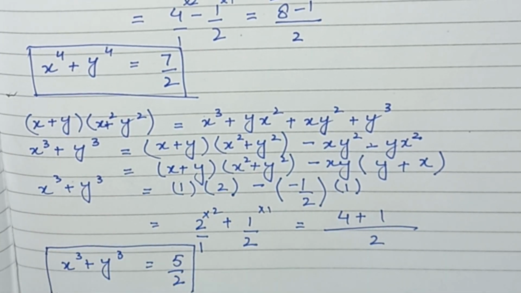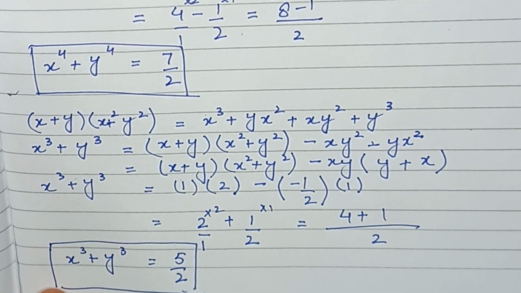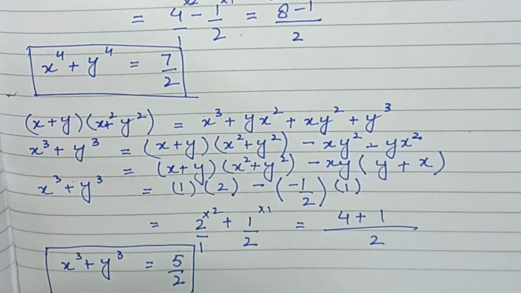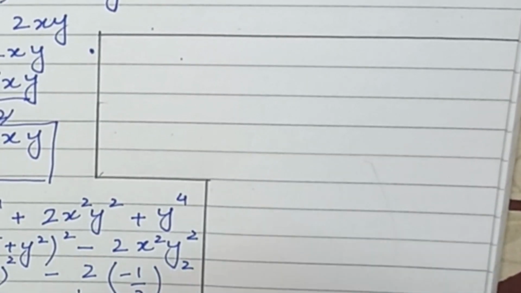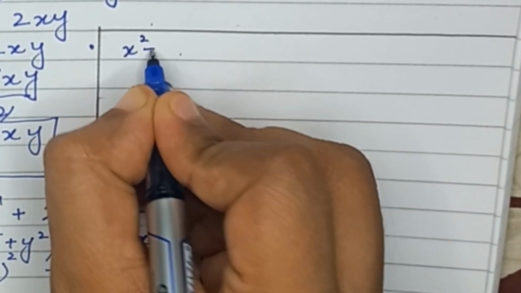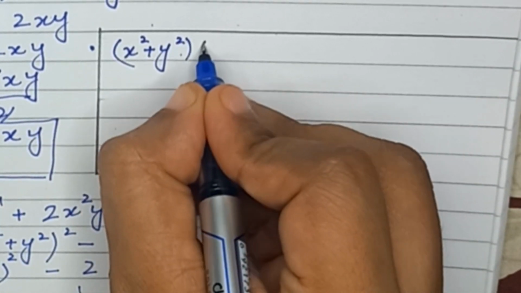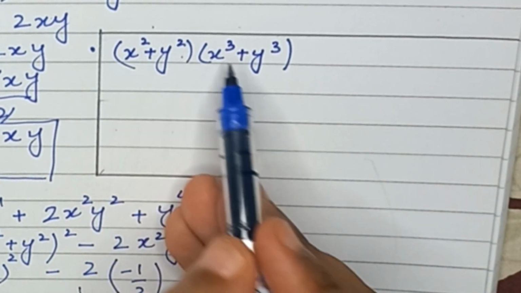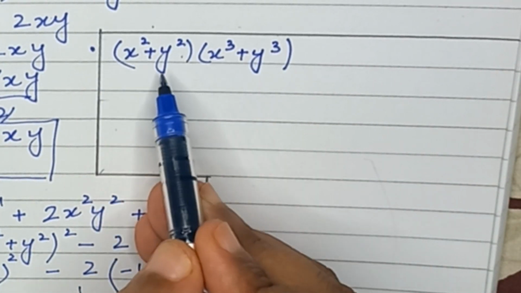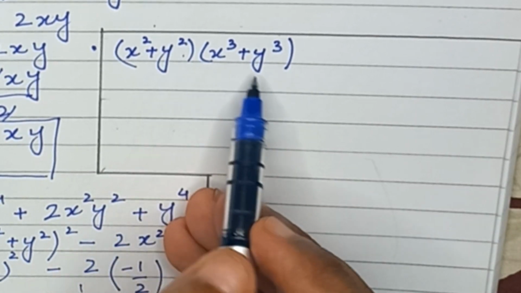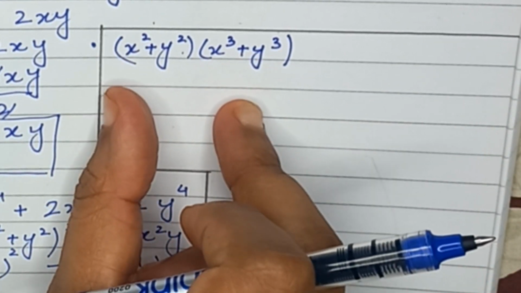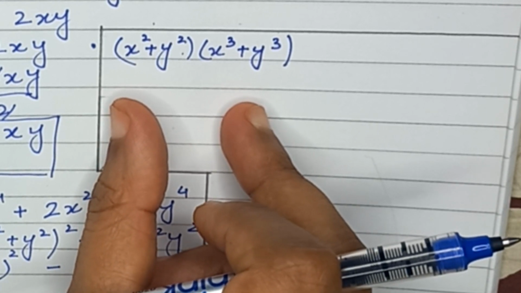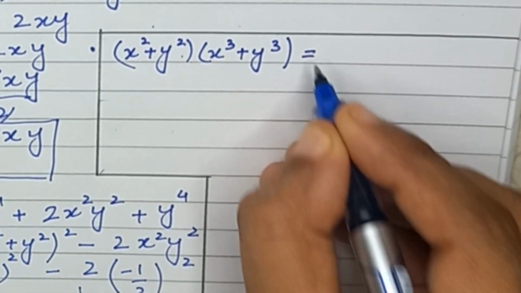And our main target is to find the value of x raised to the power 5 plus y raised to the power 5. That's why we will find the values of x cube plus y cube, xy, which is used to find the values of x raised to the power 5 plus y raised to the power 5. Now if we multiply the quantity x square plus y square with x cube plus y cube, so we can say that x square and x cube will become x raised to the power 5 and y square and y cube will become y raised to the power 5. So from these two terms we get the value of x raised to the power 5 plus y raised to the power 5. So we will multiply here.